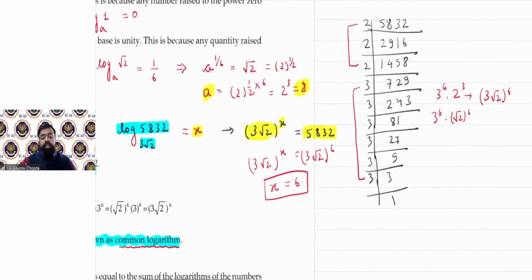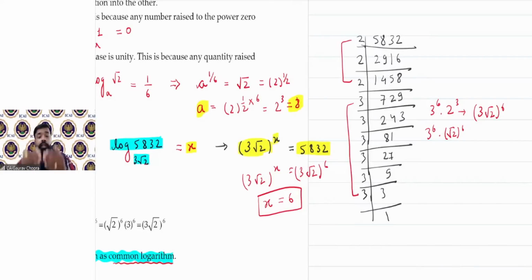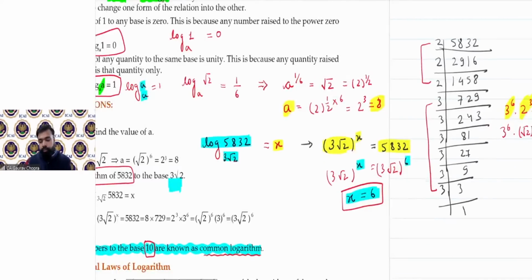So we have done the factorization of 5832. When we did the factors, we are getting 3 to the power of 6 and 2 to the power of 3. So this can be written as 3 root 2 whole to the power of 6. So we took the common power, that is power 6. So now 3 root 2 to the power of x and 3 root 2 to the power of 6. So bases are equal, then powers are also equal. Therefore, the result is equal to 6. Okay. So we have completely done the revision till here.